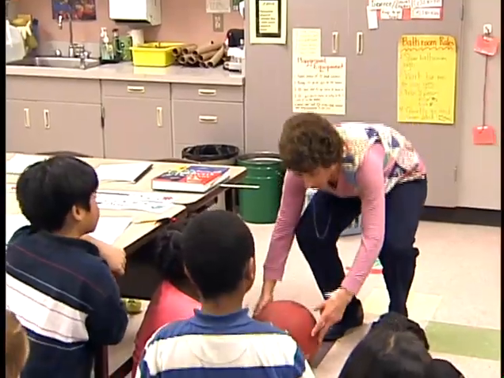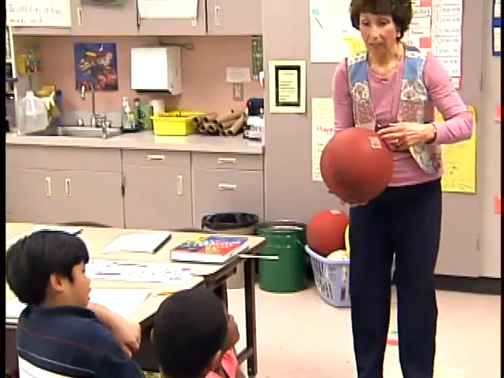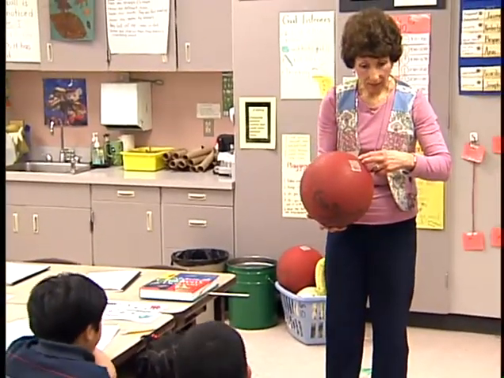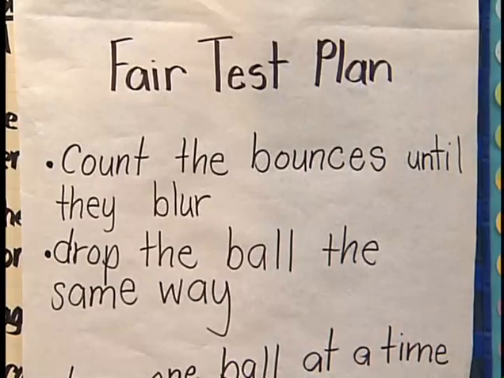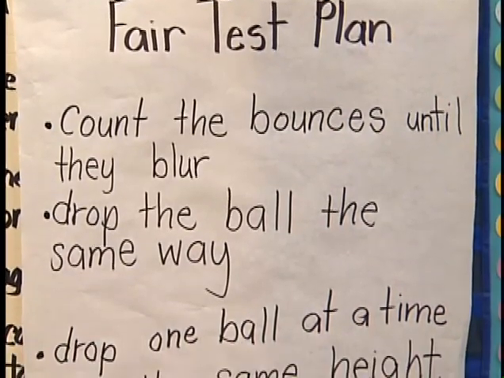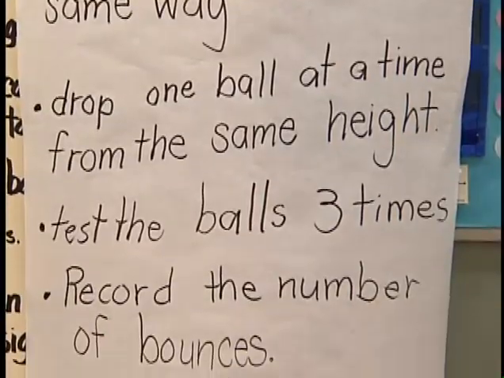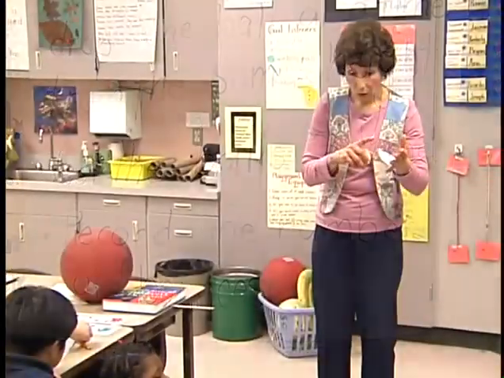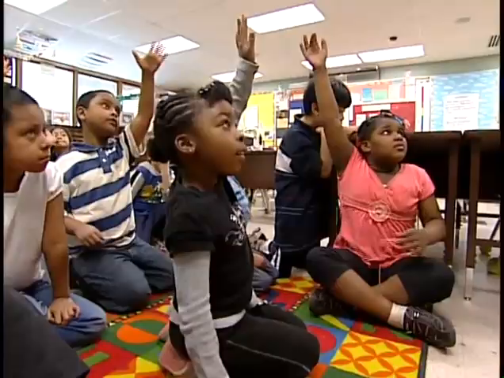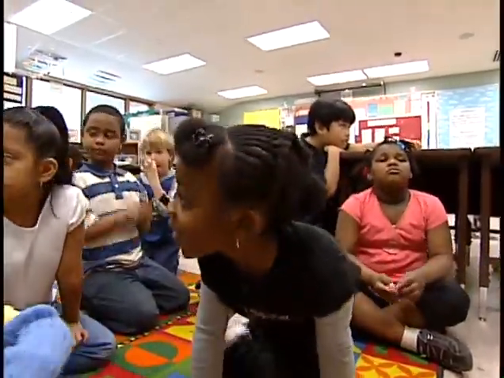Maybe got a 7 out of that one. So I had a 6, and I had a 6, and I had a 7. Pretty close, huh? Okay. I dropped it from the same height. I dropped it the same way. I counted the bounces till they blurred. I did it 3 times. I didn't write it down yet because I'm going to show you a special way that we're going to write it down. Okay, Joseph? And then I had somebody come up and actually model going through the test.